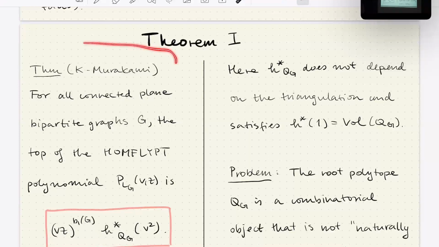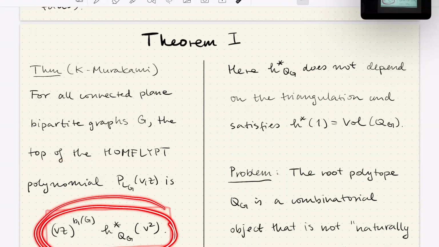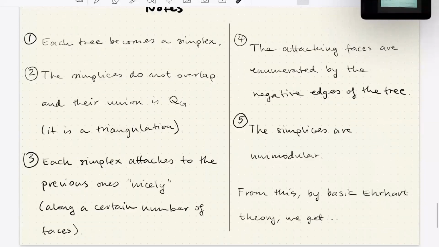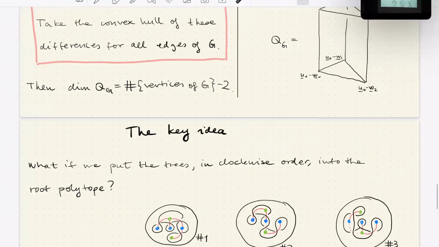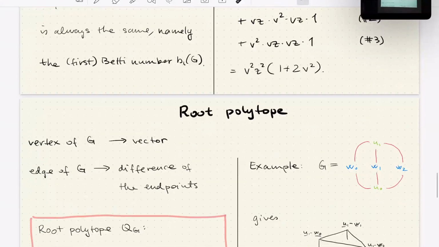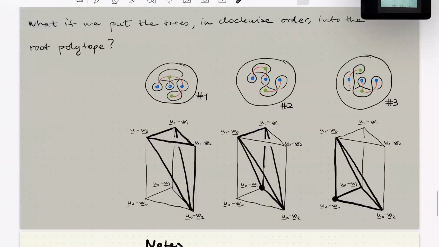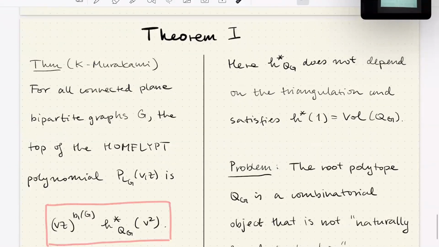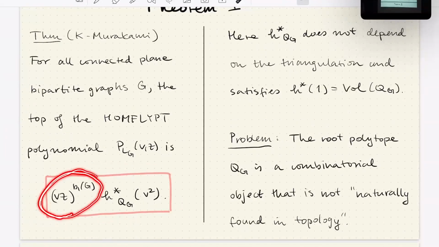So first theorem, joint with Hitoshi Murakami, is that for any graph you start this process with, the top of the Homfly polynomial is expressed in this way. So this is the generalization of my formula. In general, the top of the Homfly polynomial looks like this. There's a VZ to the something term. I explained that one. And then there's a polynomial that I mysteriously call here H star of QG.